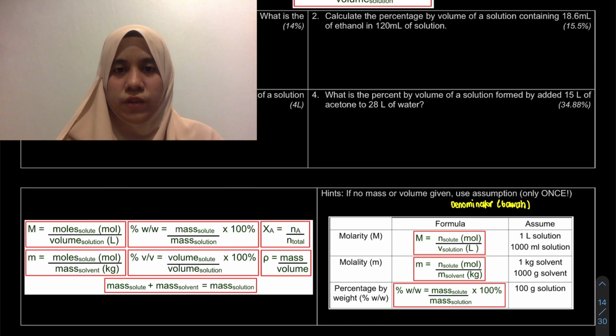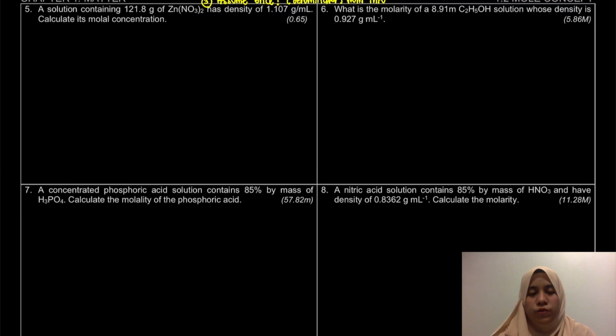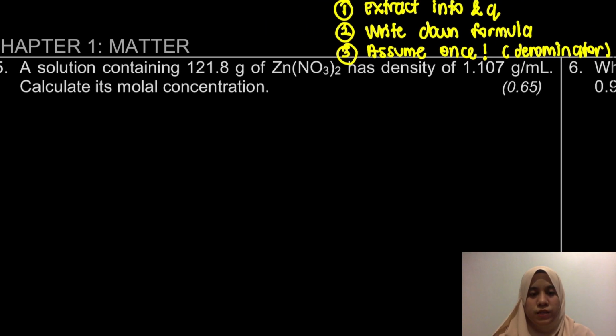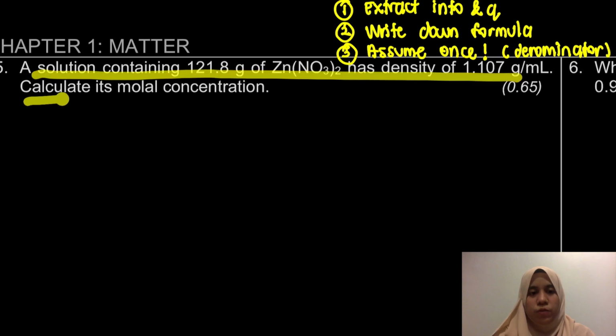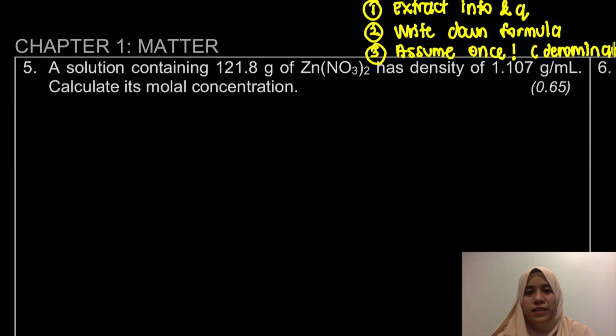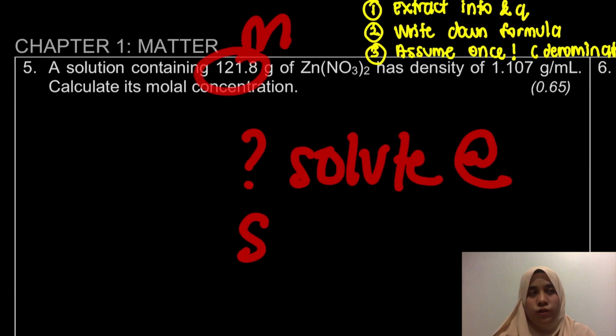Okay, so without further ado, let's look for the question on examples on page 16. Now let's look for the example number 5. So this is actually the question. They ask about molar concentration. So let's extract the information in the question. So this is actually mass because it's in gram. But is it a solute or solution?